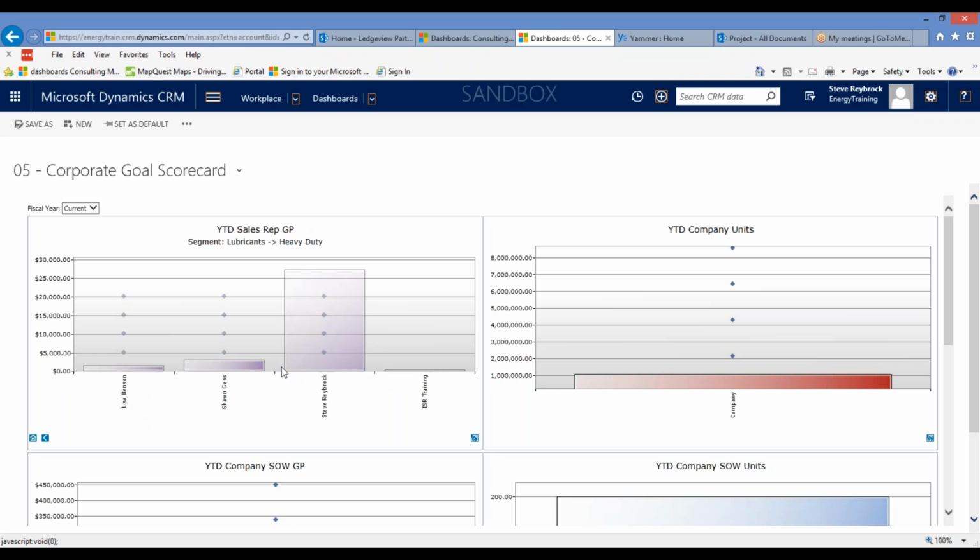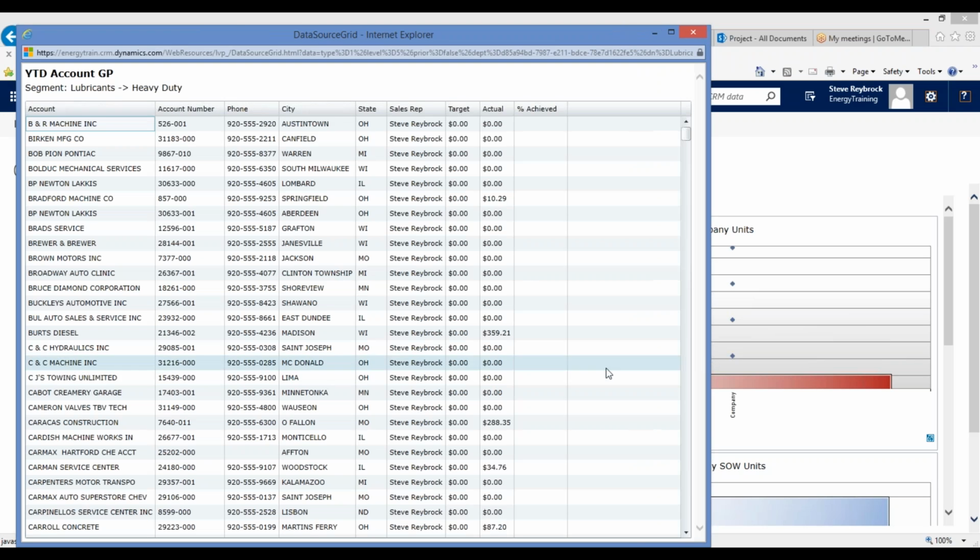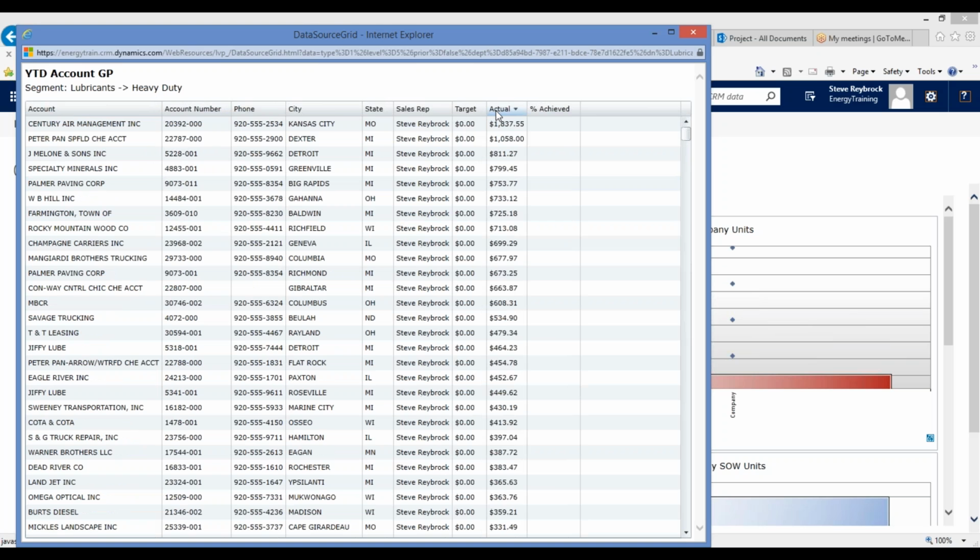I could drill down a little bit deeper, and then it's going to show me the salespeople who actually generated the gross profit for my lubricants heavy-duty business. And I could even go one step further if I wanted to. It's not a real pretty chart, but a very valuable list. I think I clicked on Steve, yeah. So this is a list of all of my accounts and how much they've generated in the lubricants heavy-duty business line. I can just sort this either ascending or descending, and I very quickly see my top contributors to gross profit for lubricants and heavy-duty business.